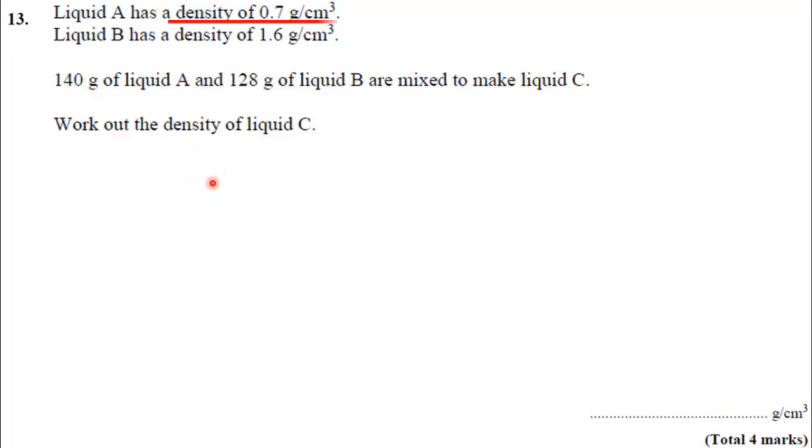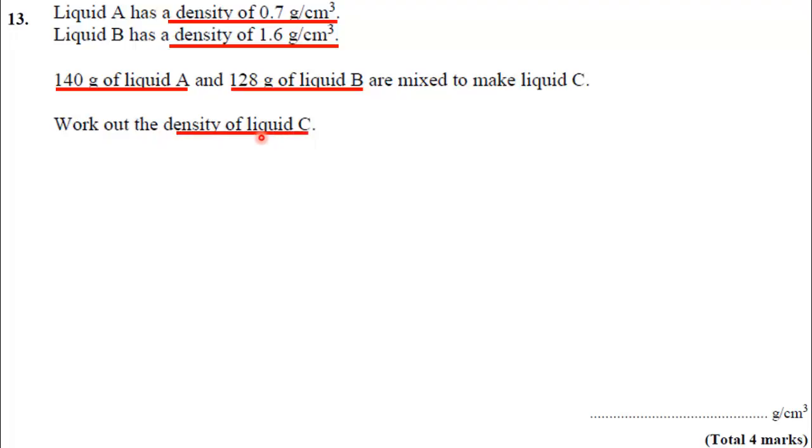This question says liquid A has a density of 0.7 grams per centimeter cubed. Liquid B has a density of 1.6 grams per centimeter cubed. 140 grams of liquid A and 128 grams of liquid B are mixed to make liquid C. Work out the density of C.